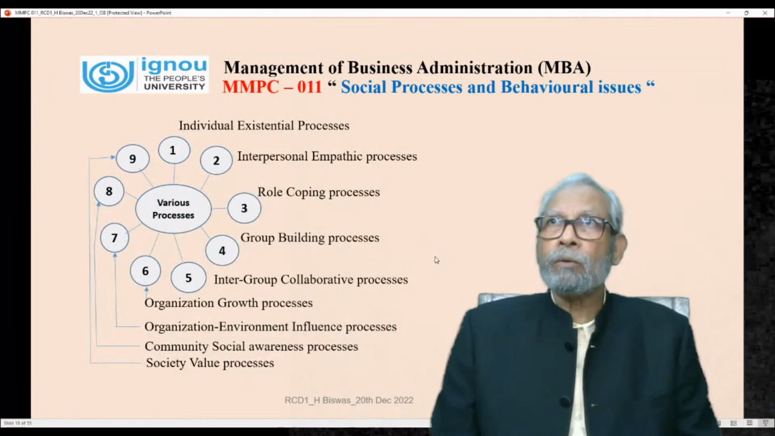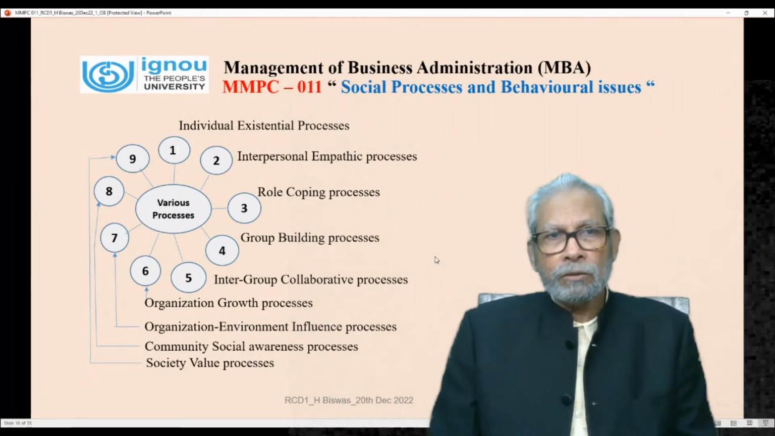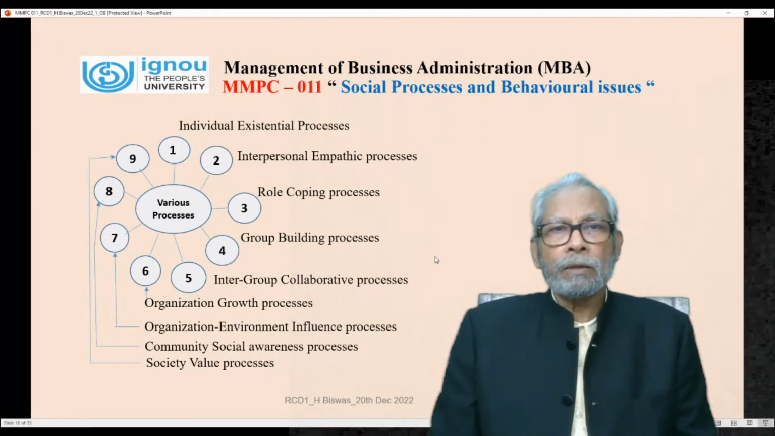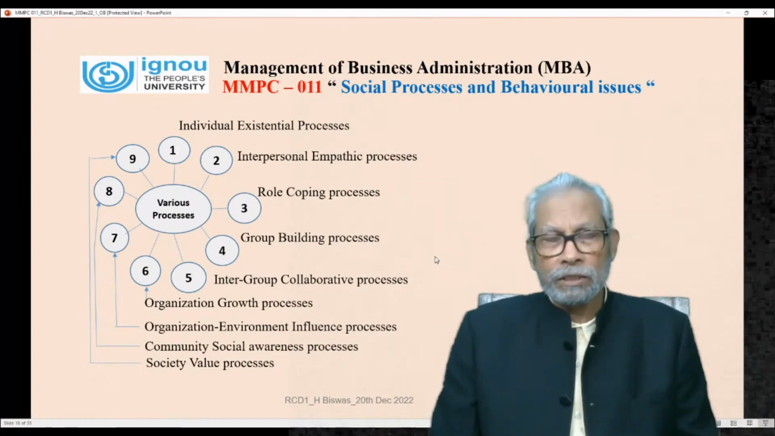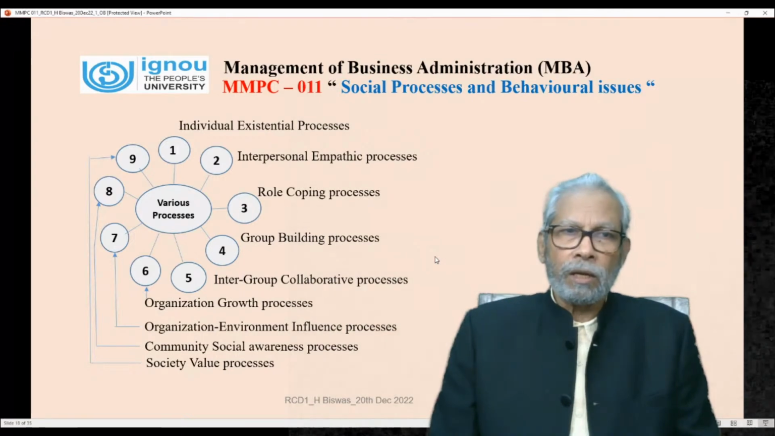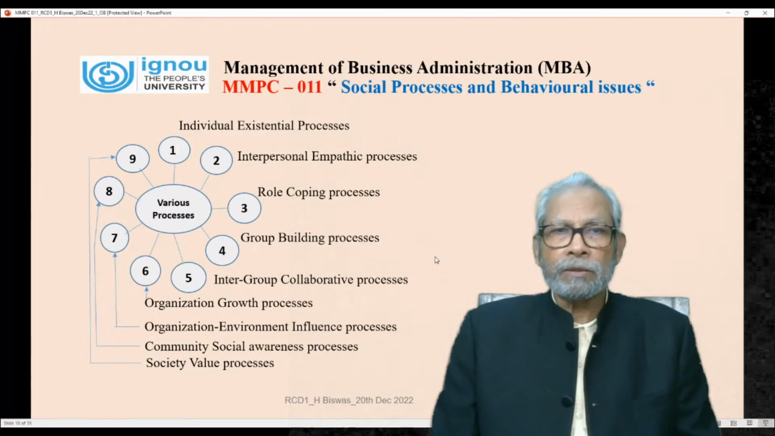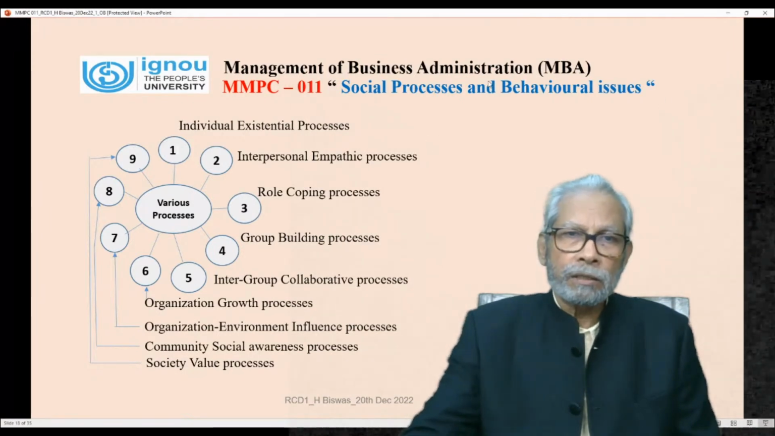Now here, one of the diagrams I try to show you is your individual existential process. You see, there are various processes which are integrated, just like a star connected, and up to 9 processes are there. There are 9 processes: the individual process, then the interpersonal process, then your role coping process.